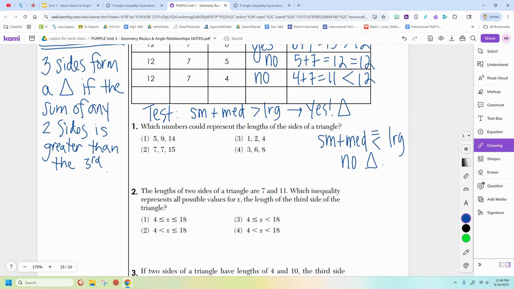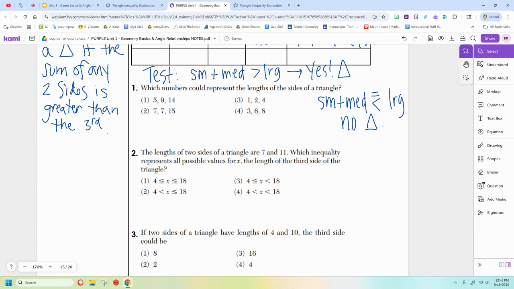Okay, so here are some typical Regents questions. It says, which numbers could represent the lengths of the sides of a triangle? What's 5 plus 9? Or wait, which numbers could?